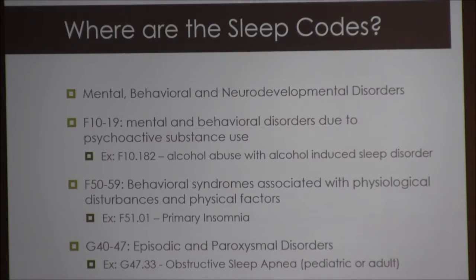So where are the sleep codes? They're usually in the mental, behavioral, and neurodevelopmental disorders. In F10 to F19, they're mental disorders and behavioral disorders due to psychoactive substance use. For example, F10.182 is alcohol abuse with alcohol-induced sleep disorder. F50 to 59 are behavioral syndromes associated with psychological disturbances and physical factors like F51.01, primary insomnia. And then G40 to 47 are the episodic and the paroxysmal disorders. G47.33, obstructive sleep apnea, pediatric or adult.